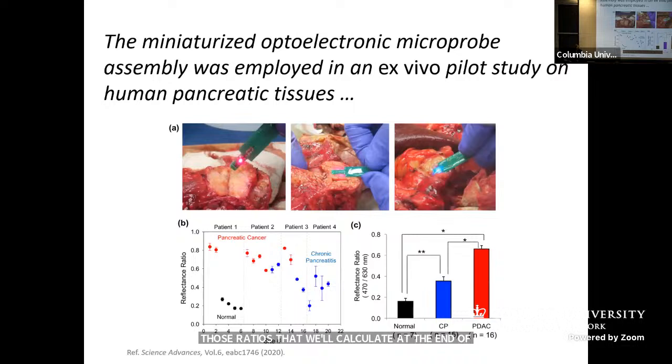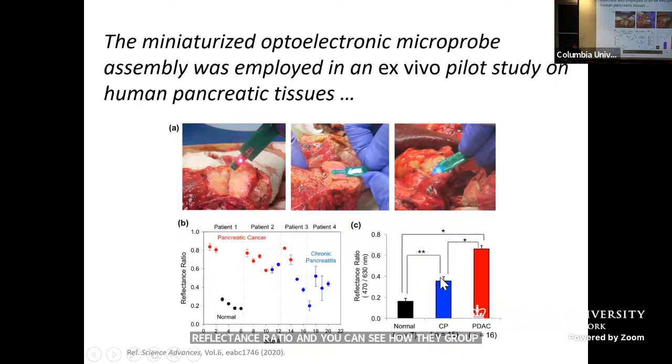Once again, we got permission from the hospital to take measurements on some patients, in this case 4 patients. Here's an example of the probe being brought into contact with the tissue and the measurements being taken. Down here at the bottom, you can see the data from the different patients, patients 1, 2, 3, and 4. The pancreatic cancers are shown here in red, the inflamed or chronic pancreatitis tissue in blue, and the normal tissues in black. You can see that we're plotting this against the reflectance ratio, and you can see how they group based on their histopathology.